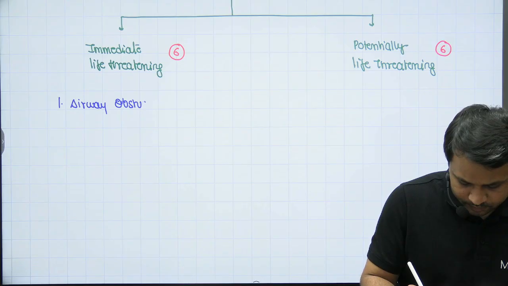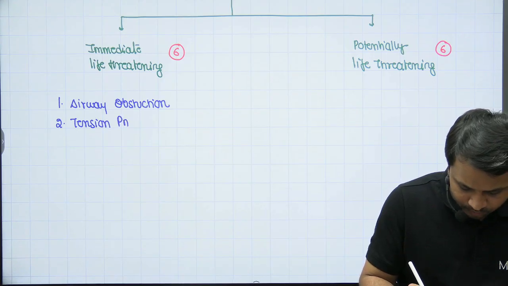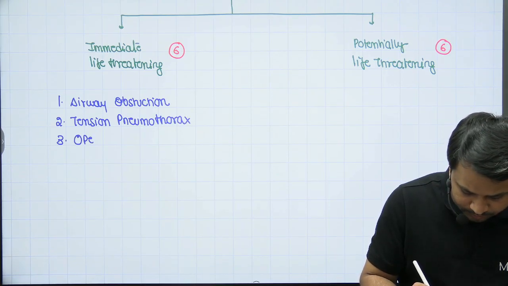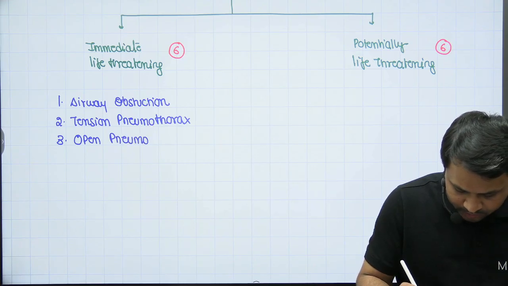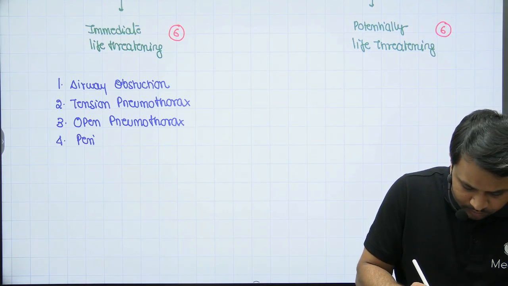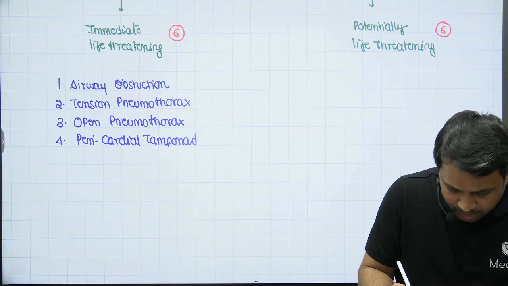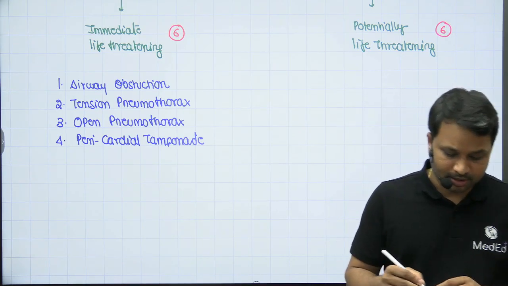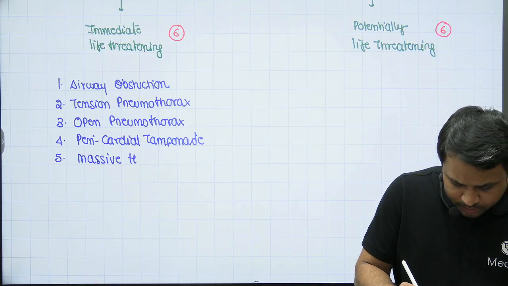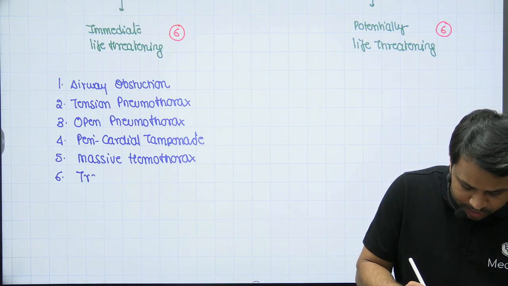The airway obstruction, tension pneumothorax, then you have open pneumothorax, pericardial tamponade. So you have the airway obstruction, tension pneumothorax, open pneumothorax, pericardial tamponade, massive hemothorax. We'll talk about each one of them in detail. For now, you have to understand that these are listed as immediate life-threatening, and the tracheobronchial injuries.